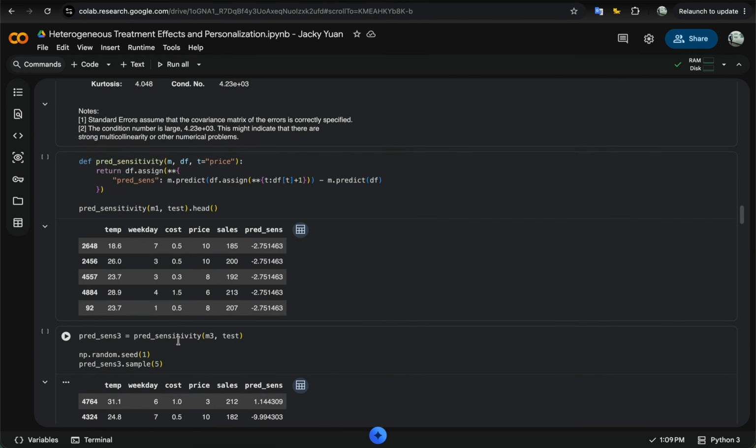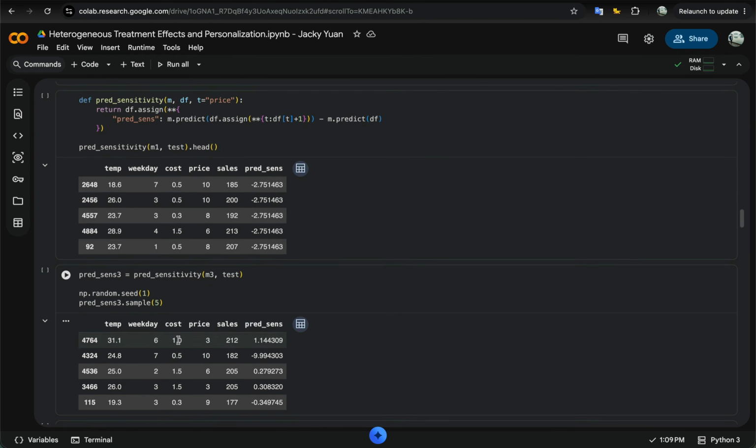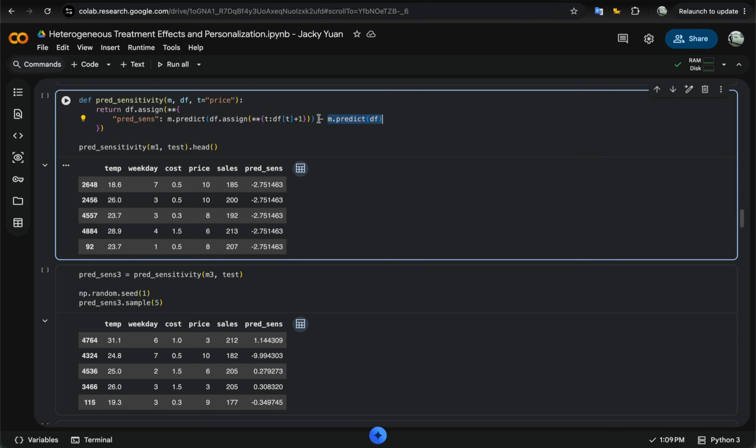Okay, and also create a predict sensitivity function right here. This is the heart of the notebook. What this function does is, for each row, we make two predictions. First, we predict sales at the current price, and then we predict the sales if we increase the price by 1 unit. The difference is the estimated sensitivity.